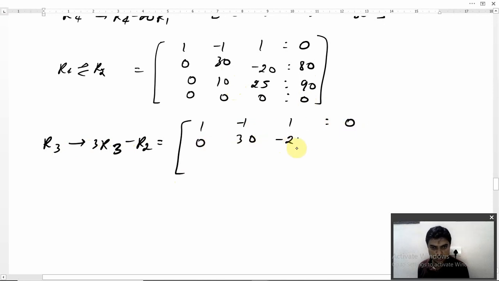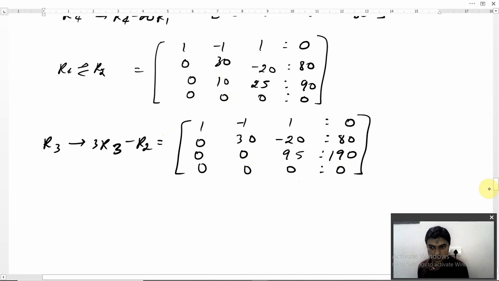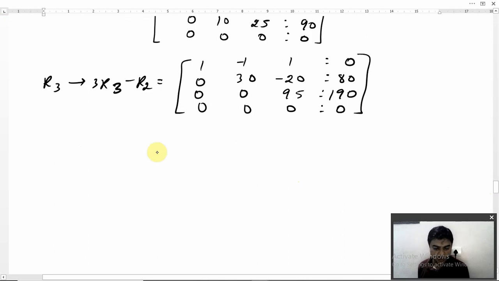Only I am going to change R3. So this is 0. I will get here 0. 3 into 10 is 30. 30 minus 30 is 0. Similarly, I am going to get this as 95, and this is 190. This is 0, 0, 0. Please do it in calculator, students. Easily you will get the answer. Now after doing this, I am going to go for back substitution.